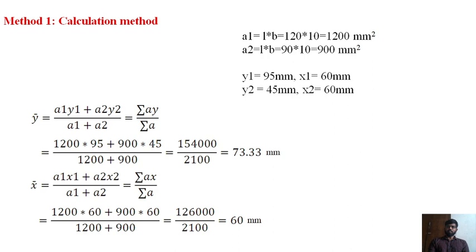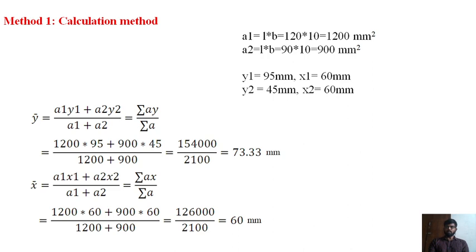While calculating x bar and y bar, we are going to follow two methods. The first one is calculation method, and the second one is table method. First we see the calculation method. As we discussed before, A1, the area of rectangle 1, is equal to length into breadth, 120 into 10, is equal to 1200 mm square. Similarly, A2 is equal to 90 into 10, that is equal to 900 mm square. Y1, Y2, X1, X2 I already explained how it came. Now the formula for y bar is equal to A1 Y1 plus A2 Y2 divided by the summation of the area A1 plus A2, is equal to sigma AY divided by sigma A.